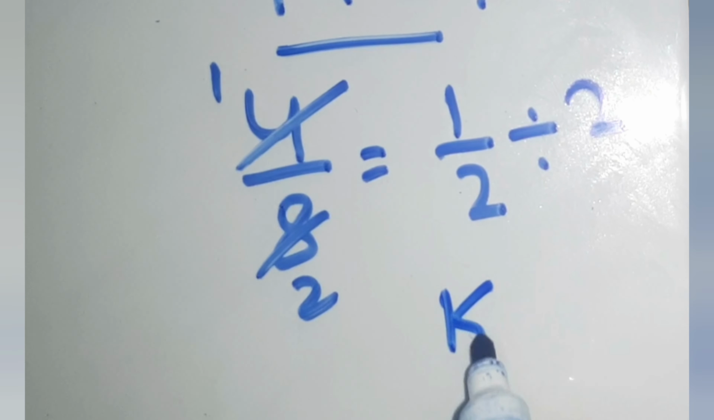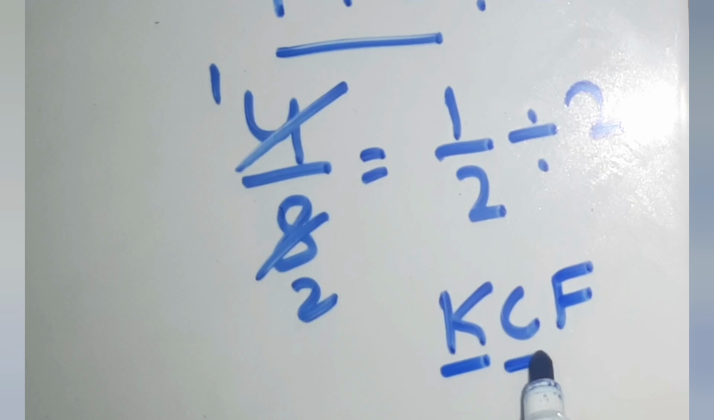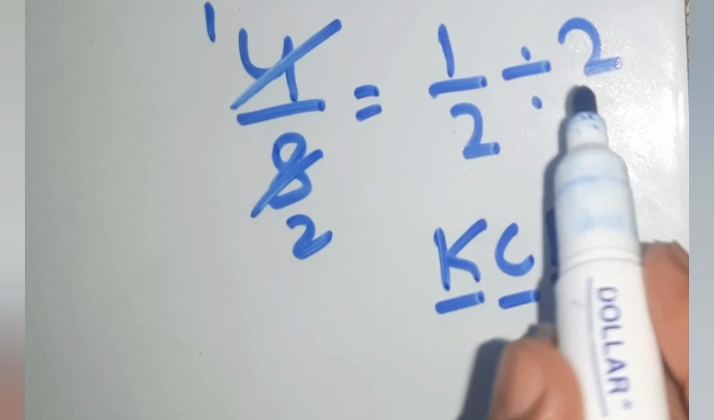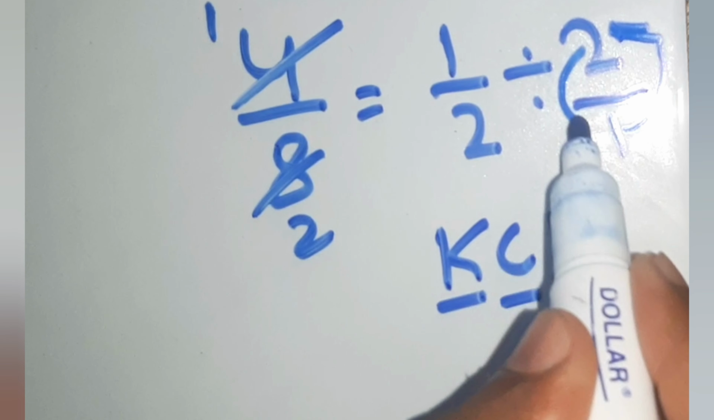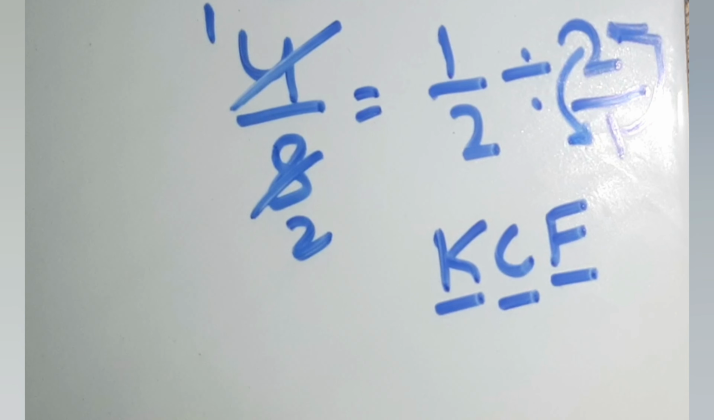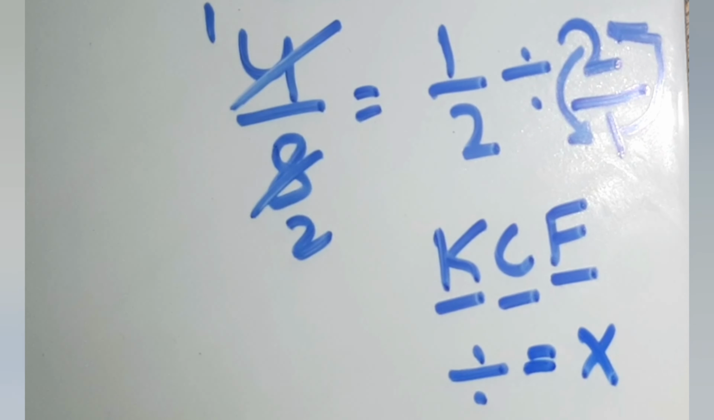According to KCF, we follow the KCF rule, where K stands for keep, C stands for change, and F stands for flip. It means the denominator converts into the numerator and the numerator converts into the denominator. Now the divide sign converts into multiplication.